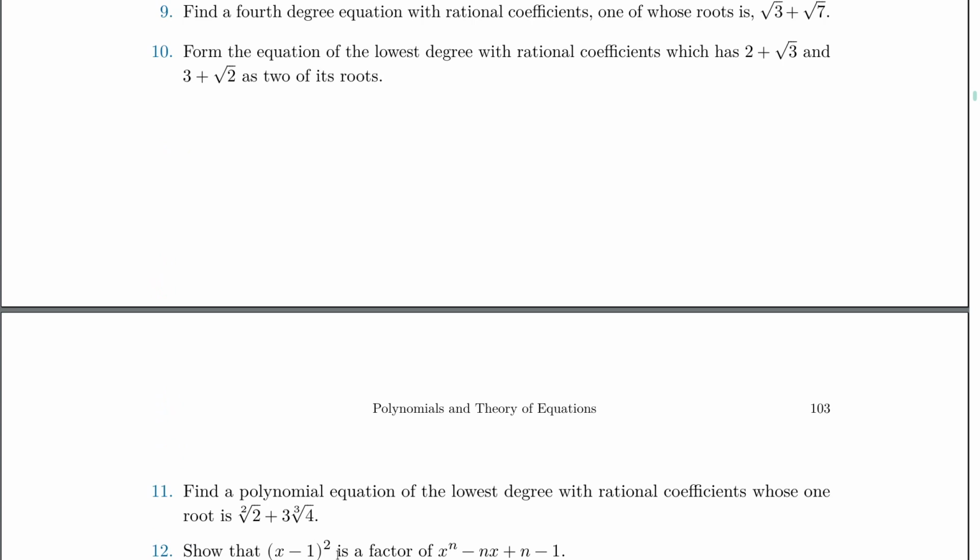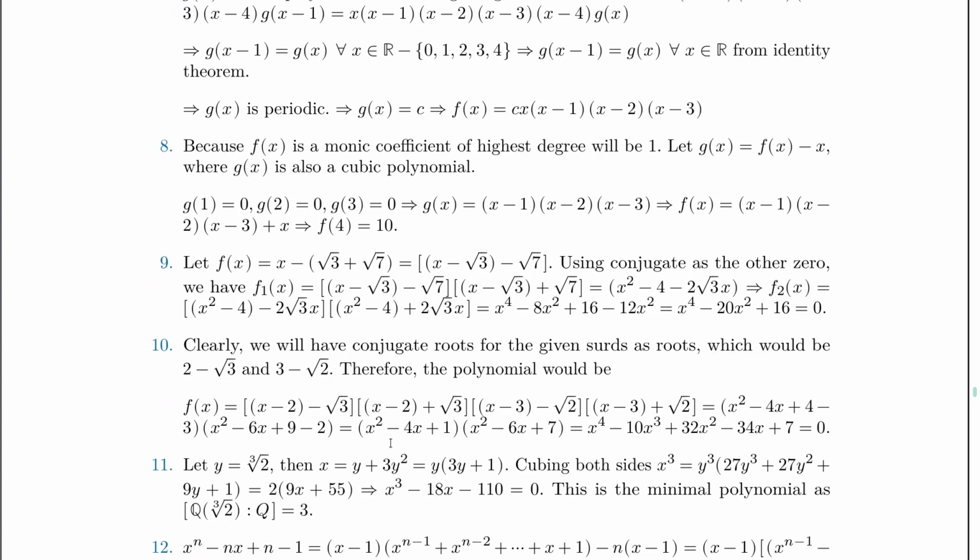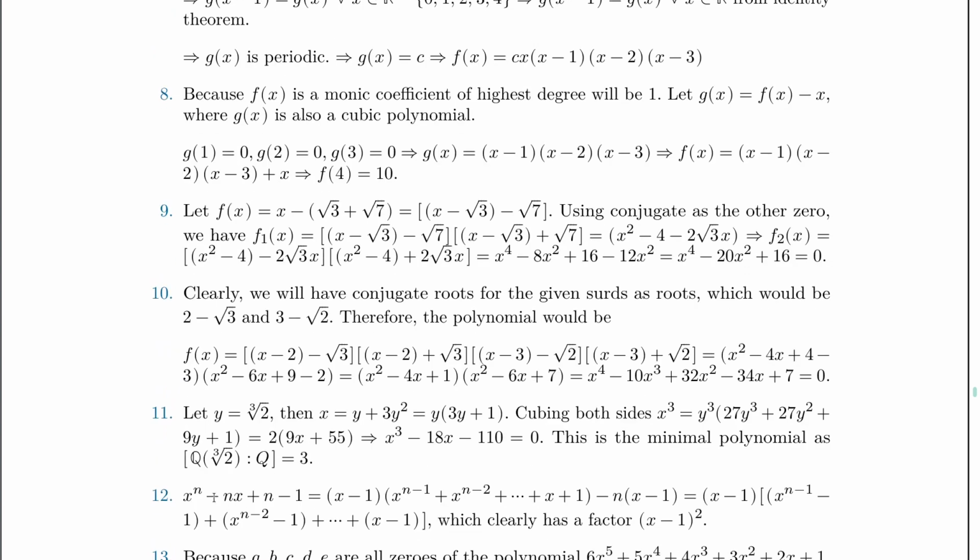Show that x minus 1 whole square is a factor of x to the power n minus nx plus n minus 1. So we have x to the power n minus nx plus n minus 1 is equal to x minus 1 into x to the power n minus 1 plus x to the power n minus 2 and so on up to 1, minus nx plus 1. So this becomes x minus 1 into x to the power n minus 1 minus 1 plus x to the power n minus 2 minus 1 and so on up to x minus 1, which is clearly a factor of x minus 1 whole square.